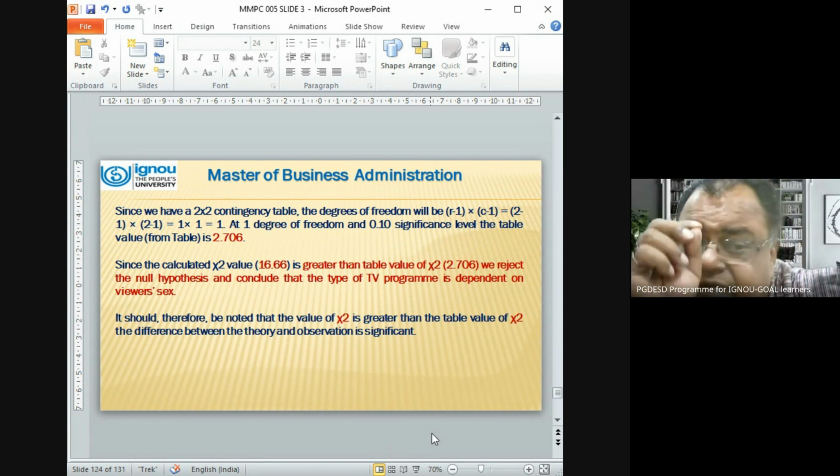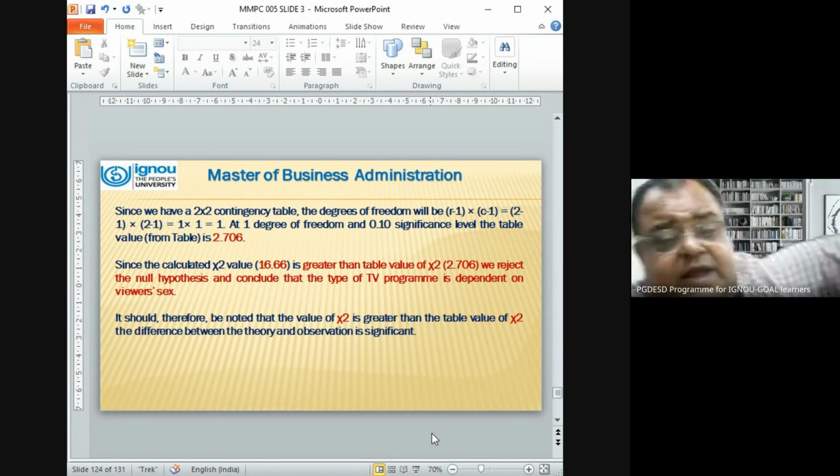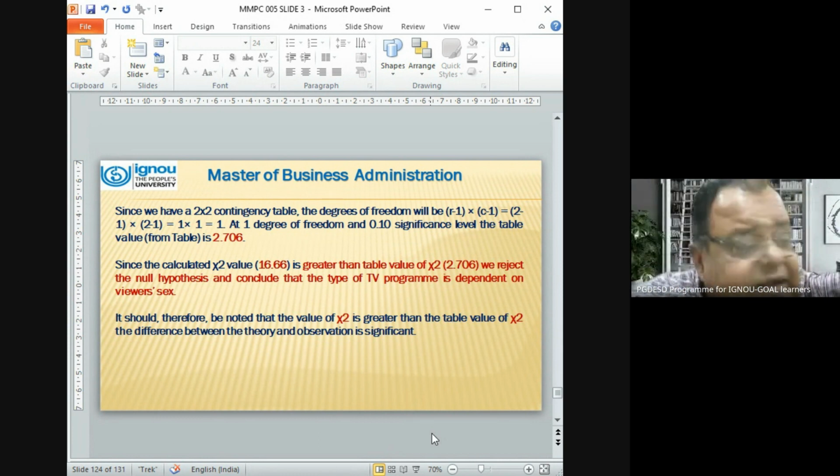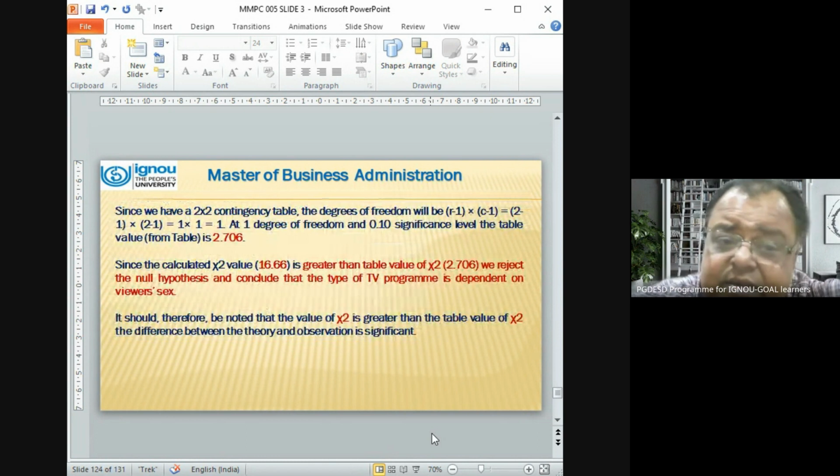The statement will be the information. Chi-square will be 2.706 at degree of freedom of 1. You have calculated degree of freedom as 1, and at significant level of 0.1, your tabular value is 2.706. And what you have calculated? 16.66. Observed value is greater than tabular value.